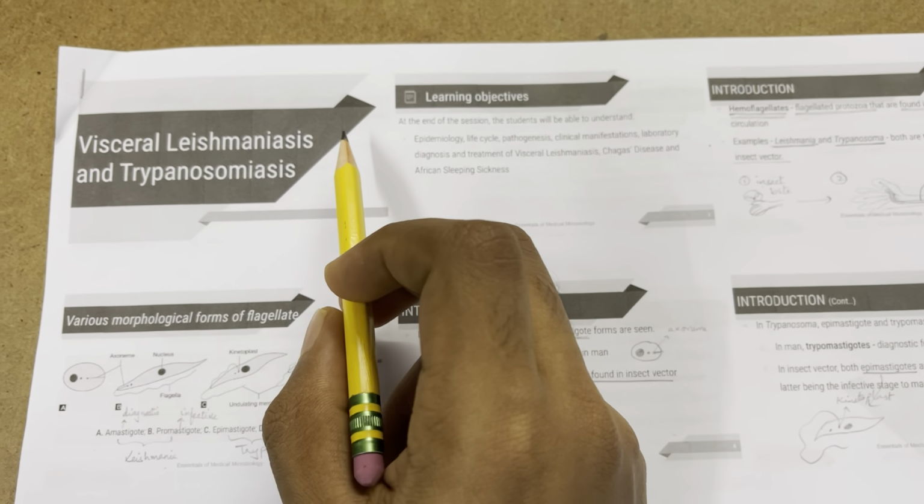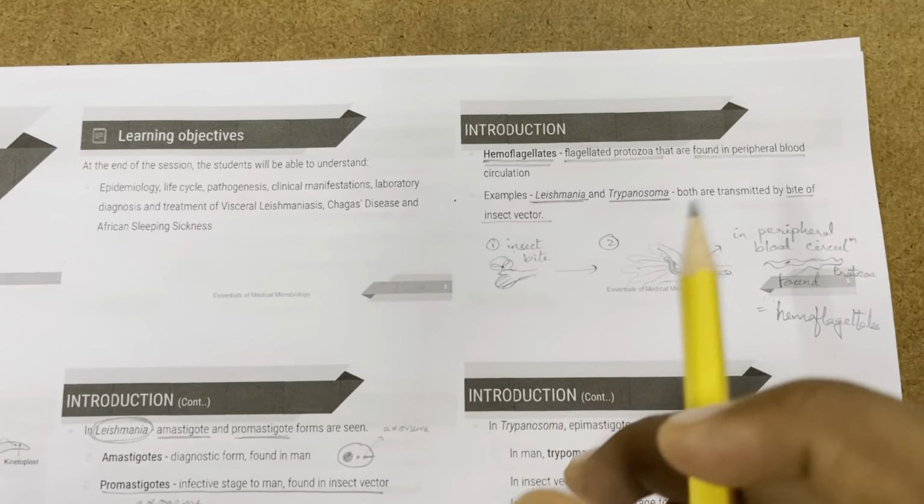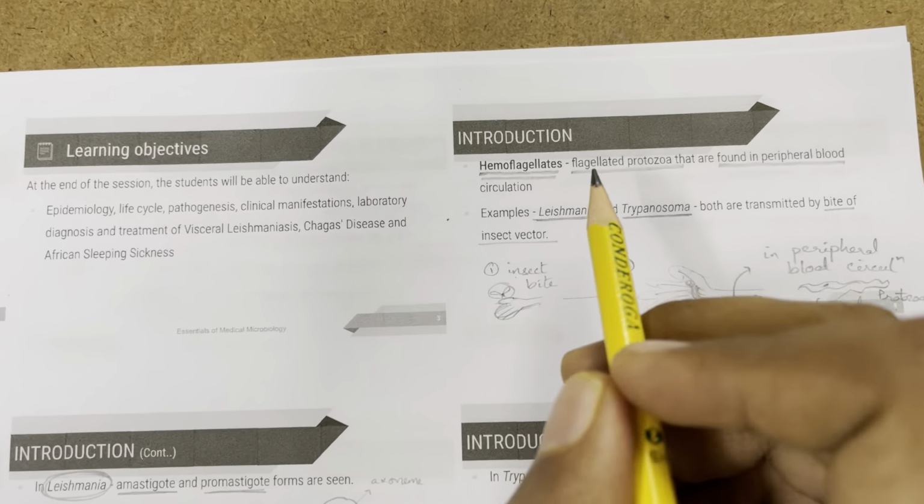So in this video, we'll be discussing leishmaniasis. Basically, leishmania is a hemoflagellate. Remember, leishmania, desert mania. So desert, what is there? Sand. So sandfly transmits it. Hemoflagellates means that they are flagellated protozoa.